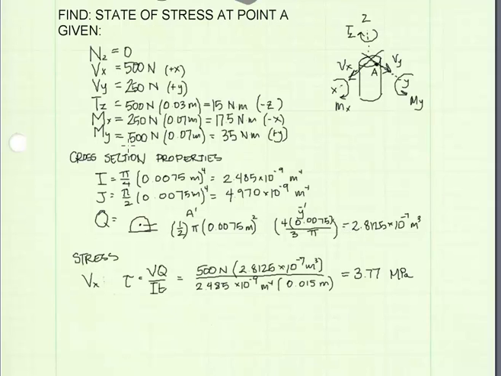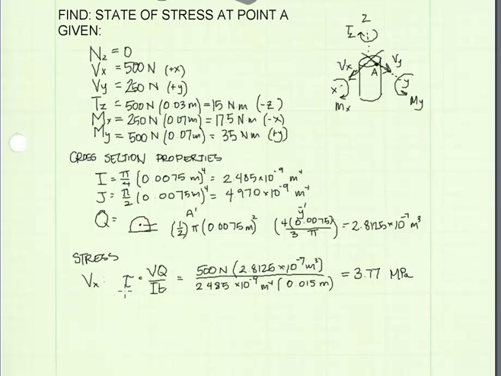Now we will evaluate each of our internal resultant forces one at a time to determine the stress, which is a result of the internal force, and then calculating the stress at point A. And we'll begin with our shear force in the X direction. We do have a shear force in the X direction equal to 500 newtons. It's in the positive X direction.